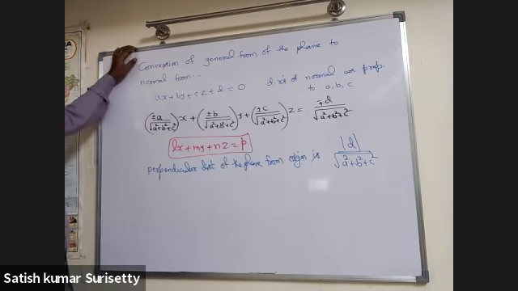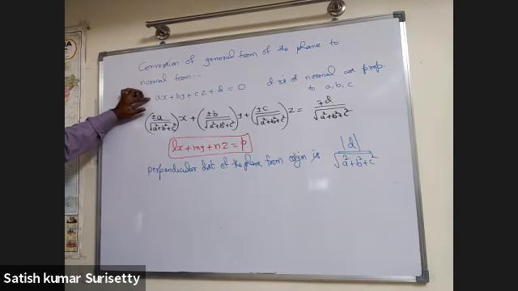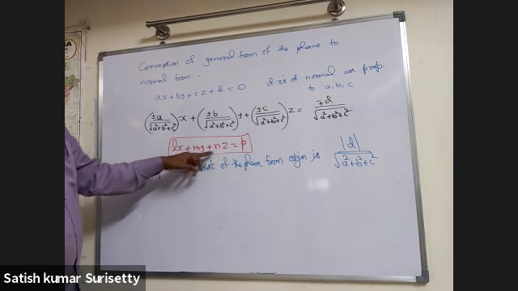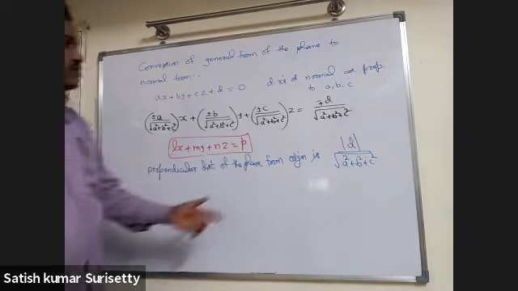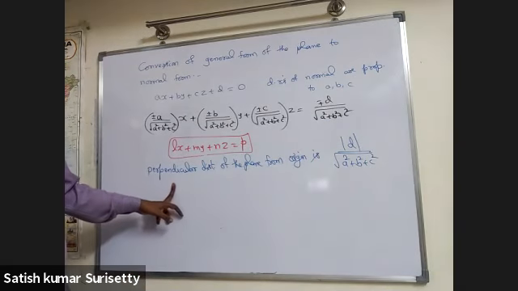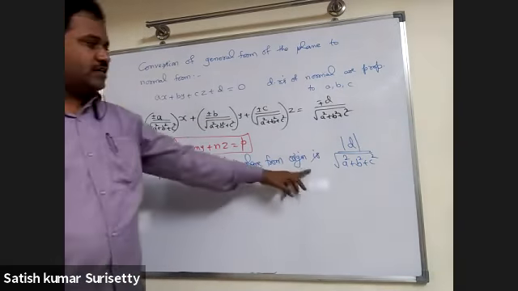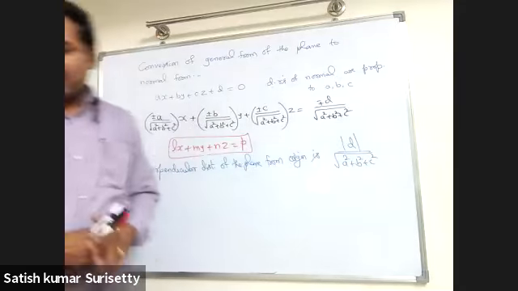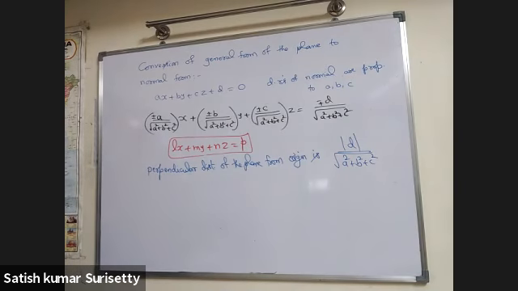So, conversion of the general form of the plane to the normal form. Ax plus By plus Cz plus D equal to 0, where a, b, c are the direction ratios of the normal to the plane. To convert the direction ratios to direction cosines, we need to divide by root of a square plus b square plus c square. Then it will be in the form lx plus my plus nz equal to p. That is, this constant corresponds to the perpendicular distance from the origin. That is, the perpendicular distance of the general form of the plane from the origin is modulus of d upon root of a square plus b square plus c square.